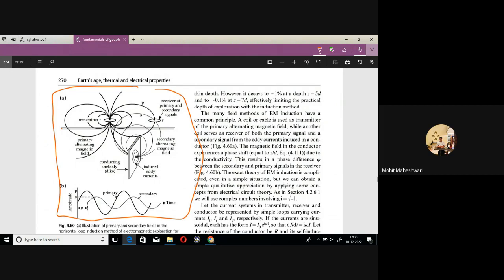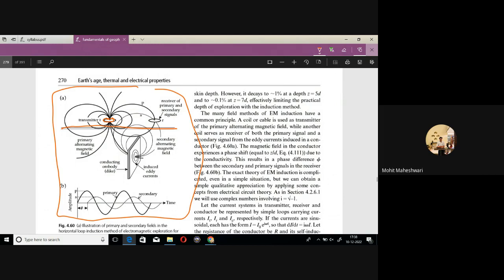So let's try to understand what is given there. This is the surface, the Earth surface. You have a transmitter there. The transmitter can be a coil or a cable in which you are producing a changing magnetic field, which will produce the electric current.